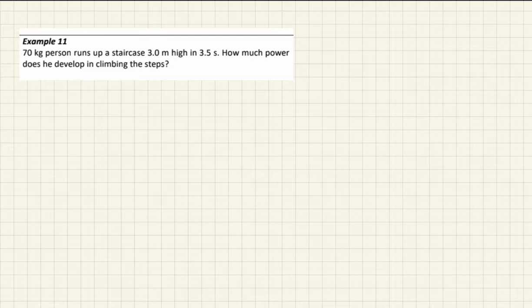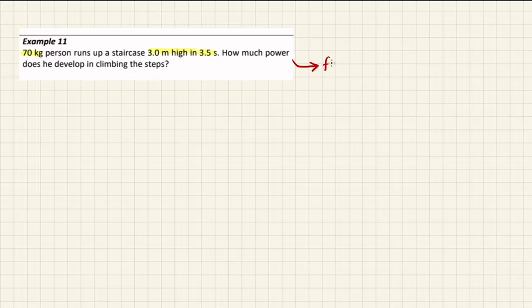Okay, so example 11, it says that a 70 kg person runs up a staircase 3 meters high. Mass is 70 kg, runs up the staircase 3 meters high in 3.5 seconds. How much power does he develop in climbing the stairs? So this one you have to understand your concept.